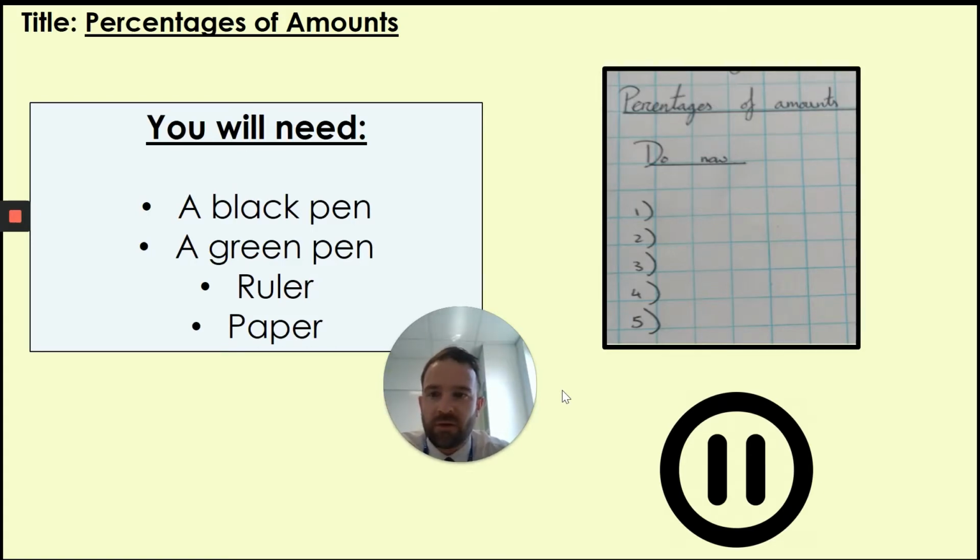So before you start, you will need the equipment listed in the box as normal, and you will need to write down the title, underlining it, followed by a subheading of Do Now with the question numbers 1 to 5 like I've done in the top right hand corner. Pause the screen now so you can make sure you have that down.